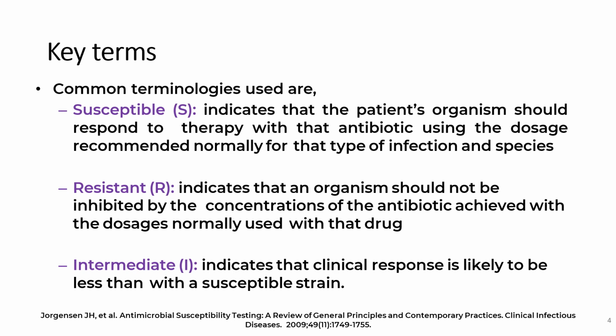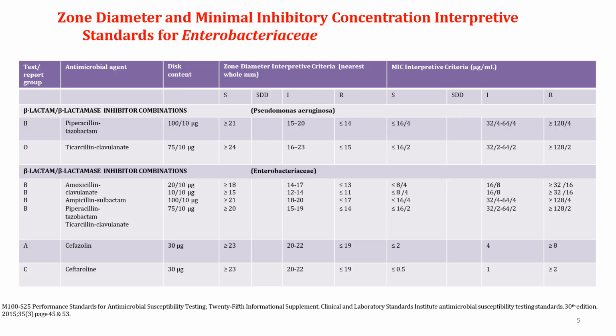While intermediate means that the clinical response is likely to be less as compared with the susceptible strain. So in such cases, we will need to have a higher dosage or increased frequency or other such alternatives. So this is about the terminologies susceptible, resistant, and intermediate. Now, how to use these breakpoints to interpret the MICs as susceptible, intermediate, or resistant?